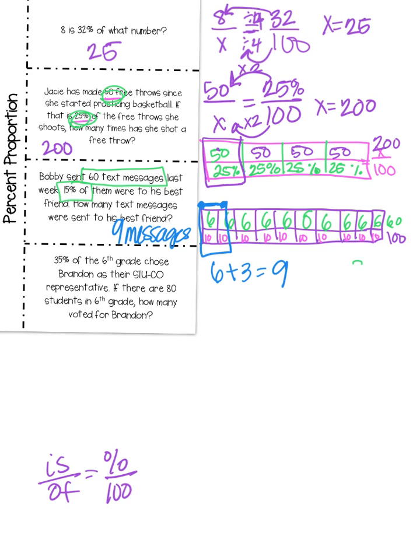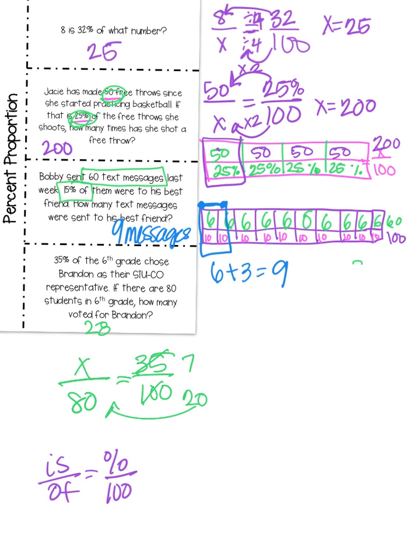So let's do this last one. 35% of the 6th grade chose Brandon as their STUCO representative. If there are 80 students in 6th grade, how many students voted for Brandon? We're going to do this one both ways. So how many students are there total? 80. 35% and 100. What is X? Okay, can I simplify first? Yes. 5 will go in there. How many times? 7. It'll go in there. 20 times 4. So I think it's going to be 28.